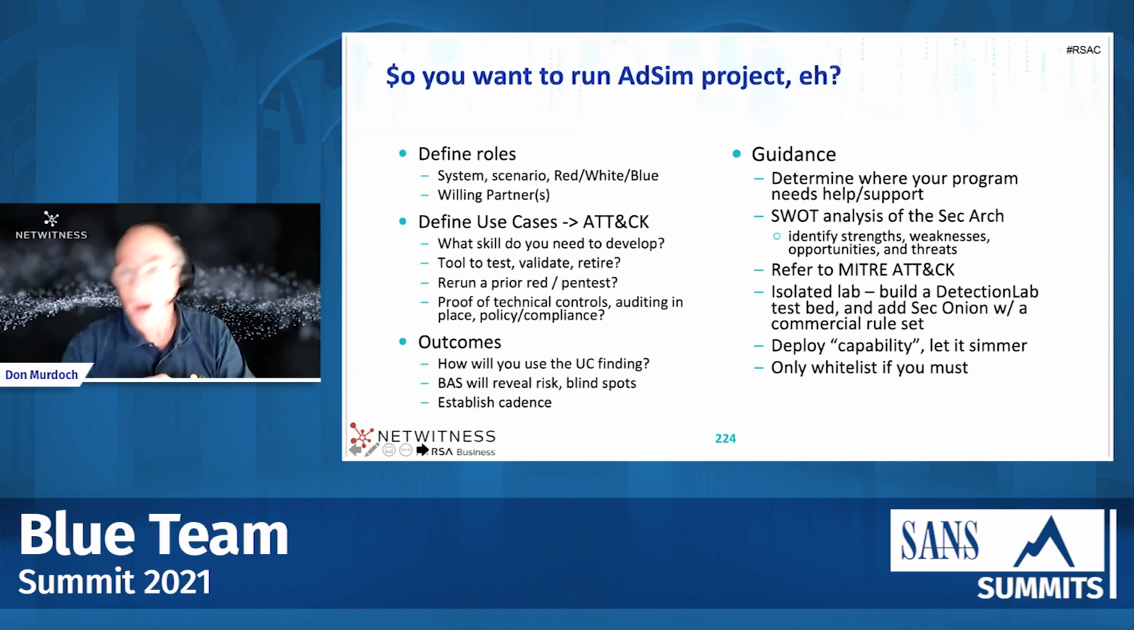So if you want to run a project, right, these are mini projects, understand your roles: red, white, blue, green, pink. Willing partners are extremely helpful in these things. One of the most fun activities I did was I found somebody in the organization that was a willing partner, and I had them generate an employee record for an intern, and we sent them a notebook computer and gave them a login, so that they could actually behave like an intern. And they were a willing partner.